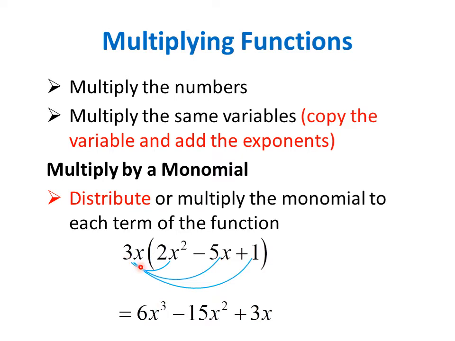Okay, next, 3x times negative 5x. Okay, so positive times negative, that is negative. Multiply the numbers, 3 times 5, that is 15. And the variables, x times x. Copy the variable x and add the exponent. So we have exponent 1 plus exponent 1, that is exponent 2. Next, how about 3x times positive 1? Of course, that is positive 3x.